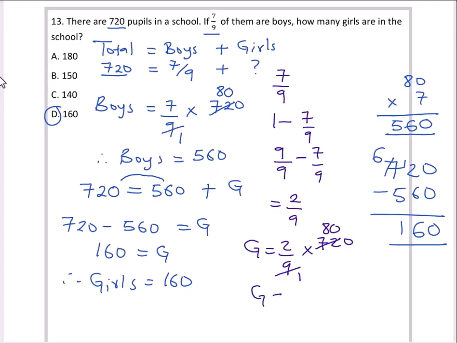So let me write it out. G is equal to 2 times 80. What I do is 2 times 8, which is 16. Then you just add the 0. So girls is equal to 160, which is option D.